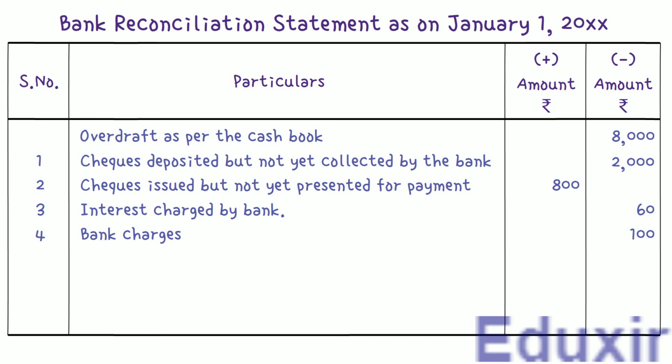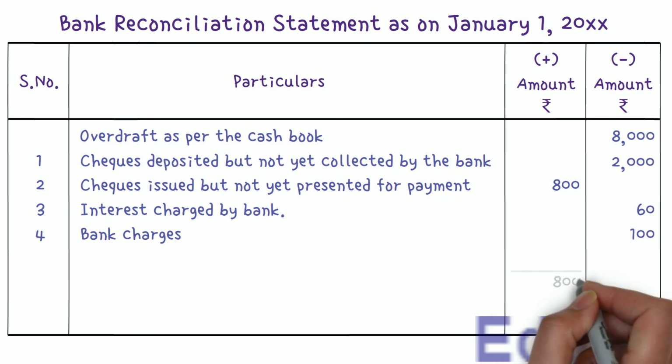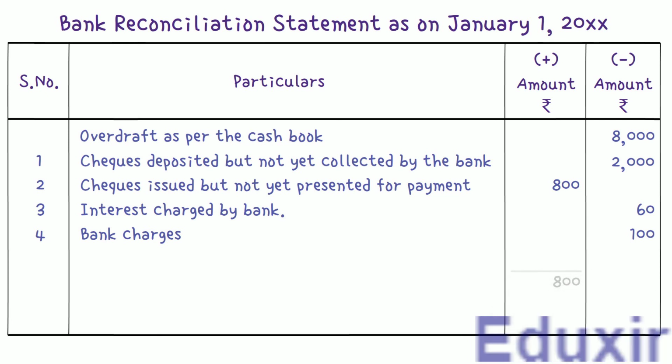The next step is to find the balance as per the cash book. Now the total of all the entries in the plus amount column is 800 rupees. And the total of all the entries in the minus amount column is 10,160 rupees. From 10,160 rupees, if you subtract 800 rupees, we get 9,360 rupees. This is the passbook balance, and now let's record this.